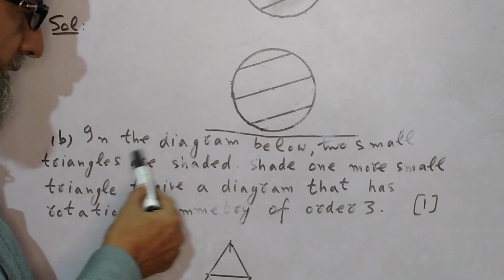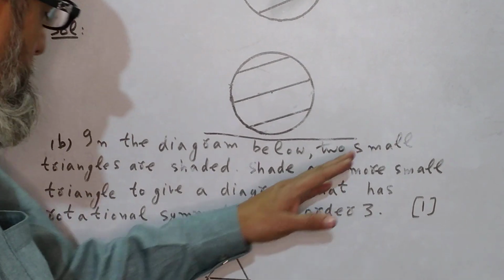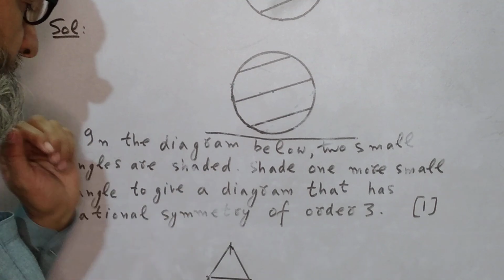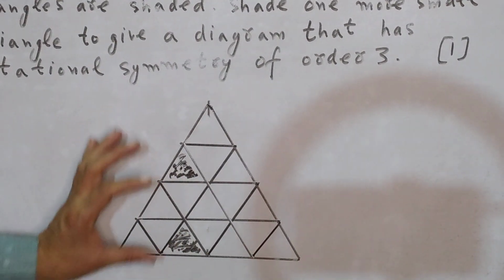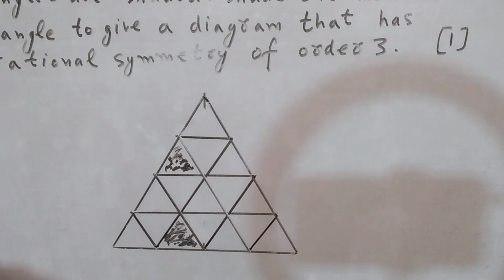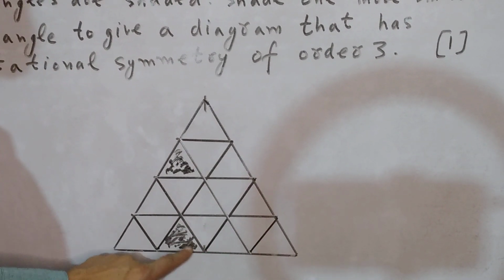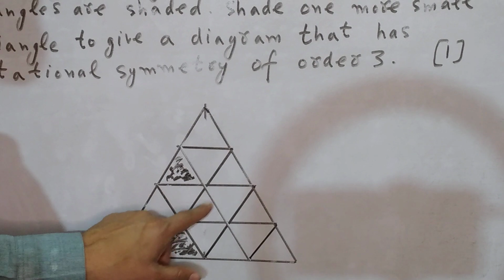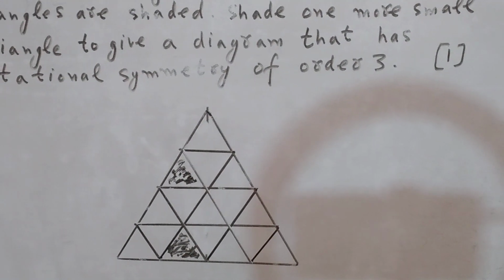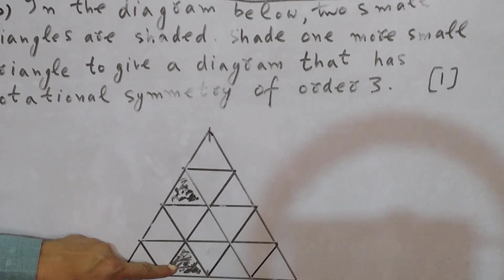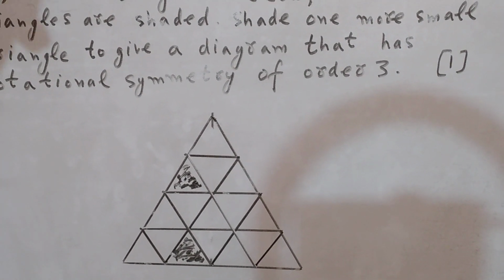It is said that in the diagram below, two small triangles are shaded. So you may see that there is a big triangle and there are small triangles in it. Its numbering is 1, 2, 3, 4, 5, 6, 7, 8, 9, 10, 11, 12, 13, 14, 15, 16. 16 small triangles are there, and two of them are shaded according to the given question.